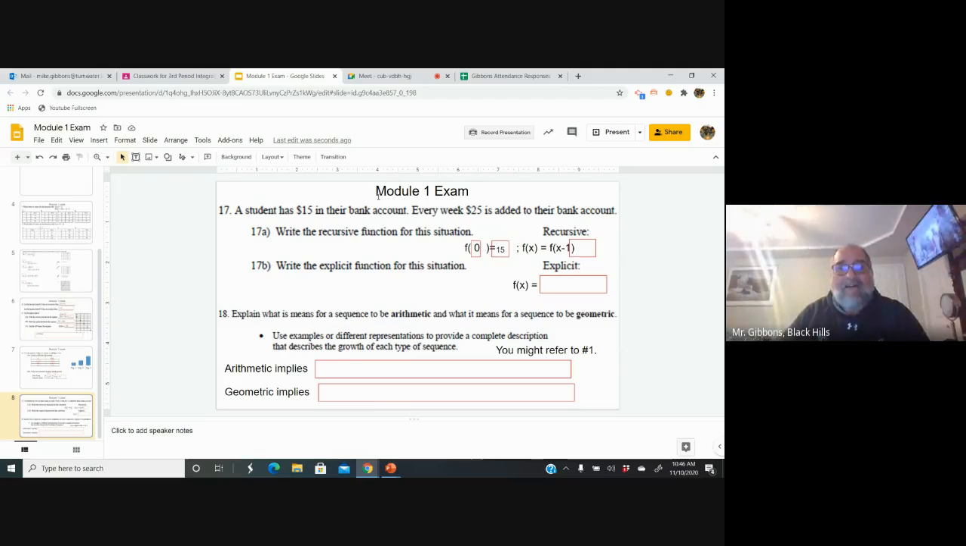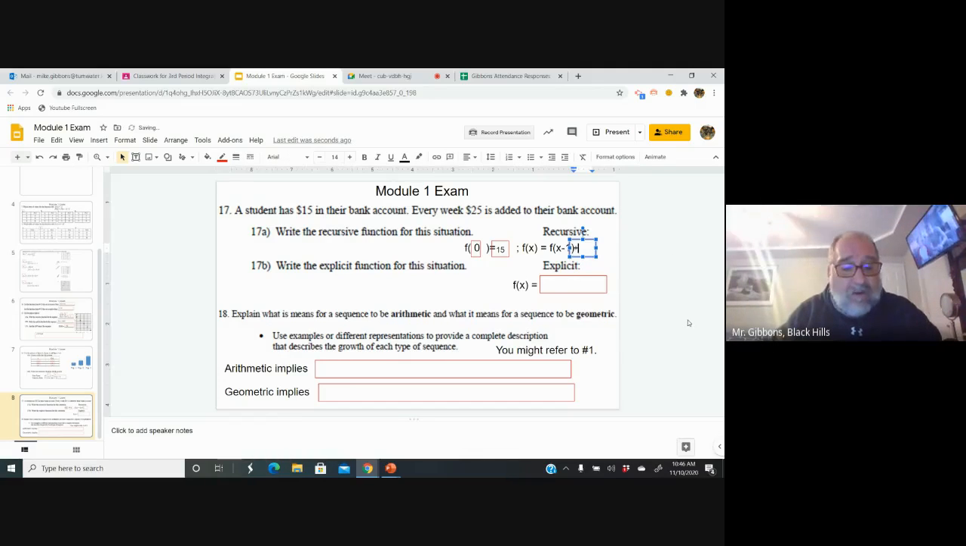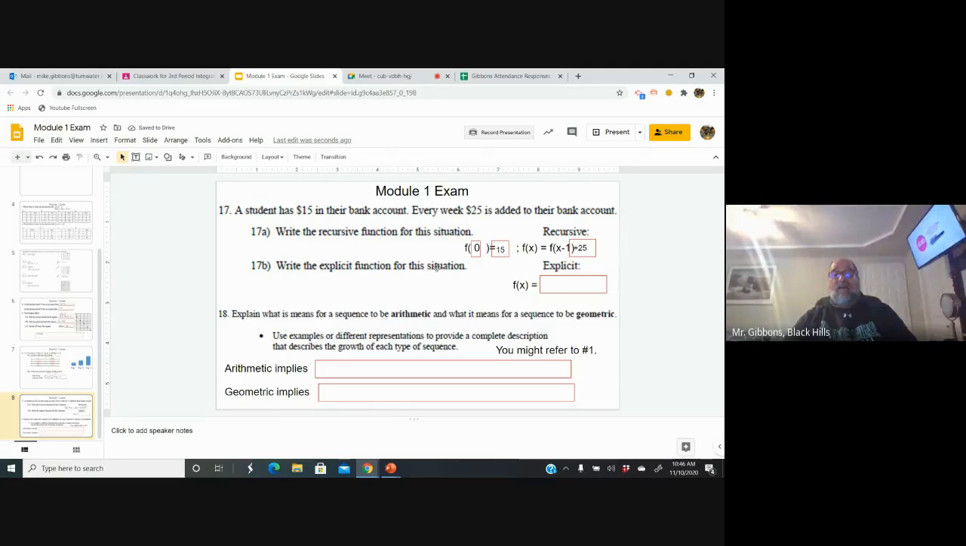Okay. Now let's keep reading. Every week, $25 is added to their bank account. So that means f of x equals f of x minus 1. And then what's my pattern of change? Well, I'm adding 25. So I'm just going to go plus 25. There's that one right there. So f of 0 is 15.